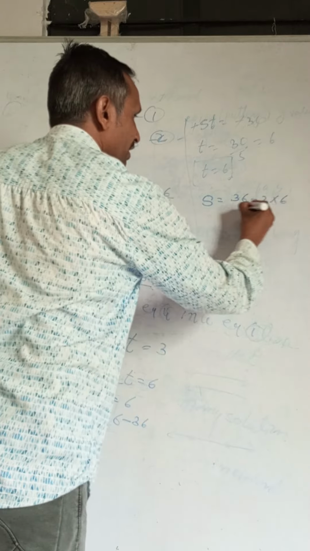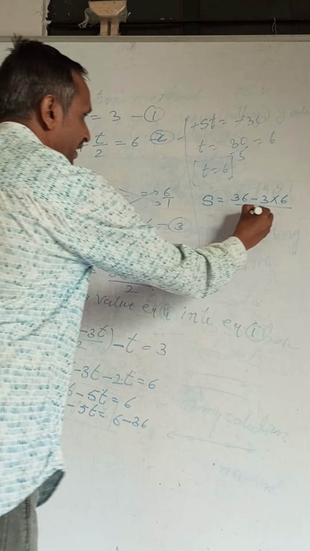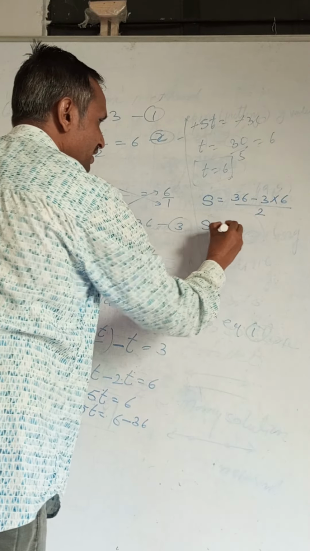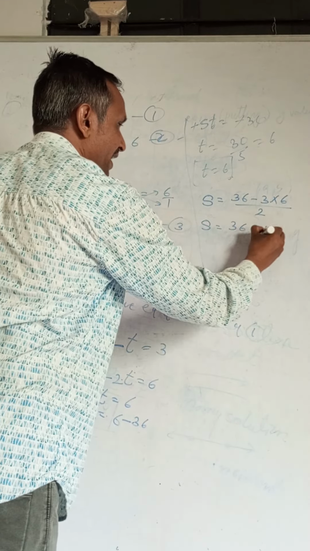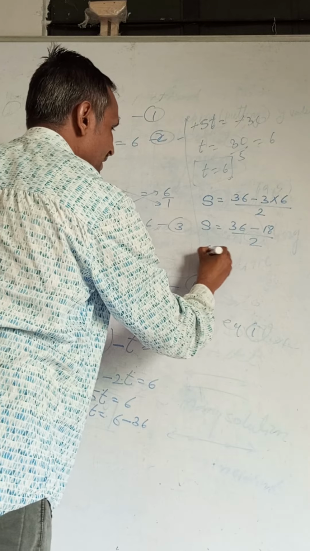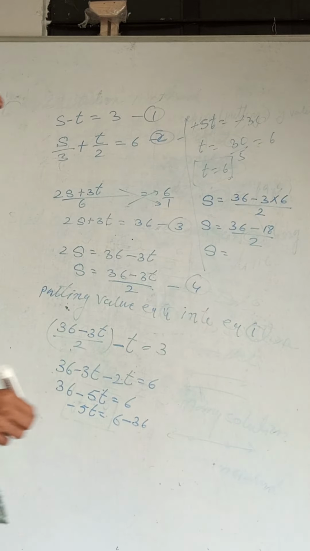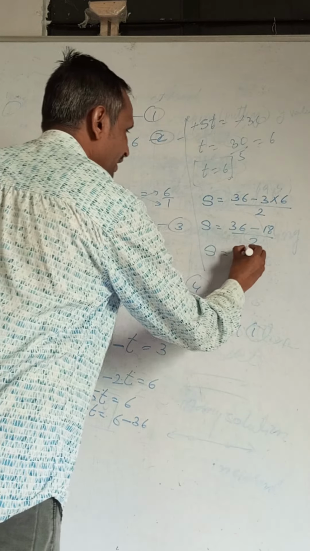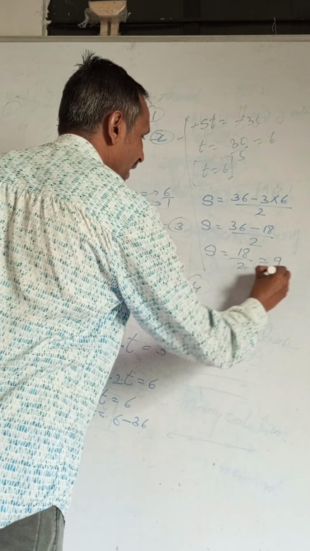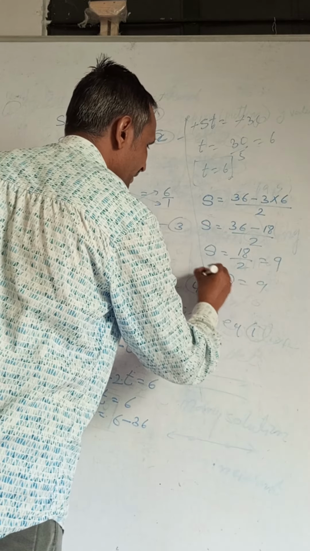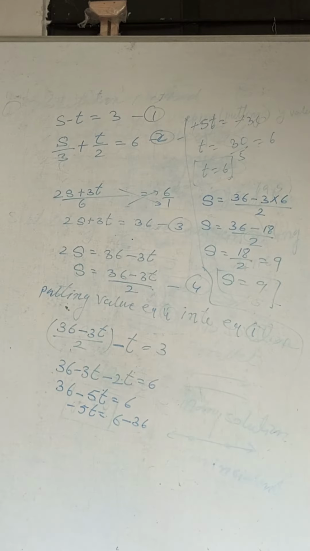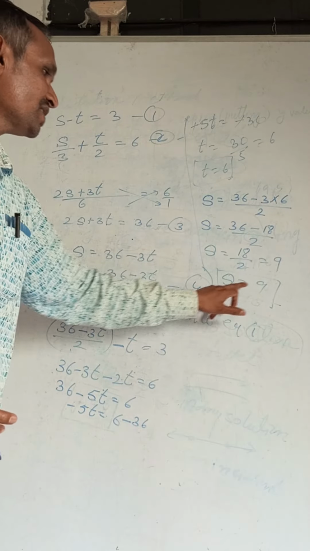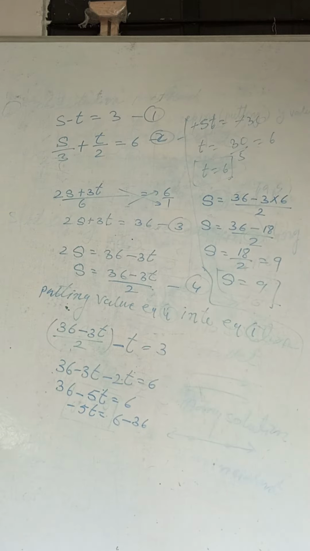All divided by 2. So s is equal to 36 minus 3 times 6, which is 18, by 2. 36 minus 18 is 18, and 18 by 2 is 9. We got the s value 9. So we got both values: t is equal to 6 and s is equal to 9. Hence this is the answer. This is called the substitution method.